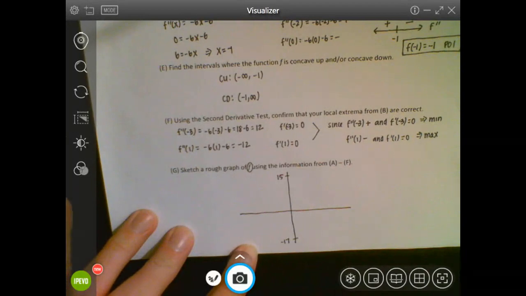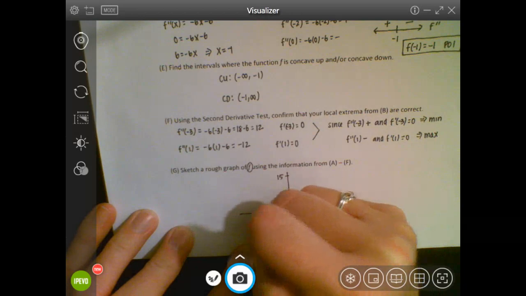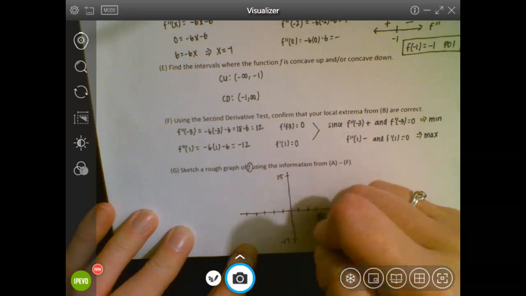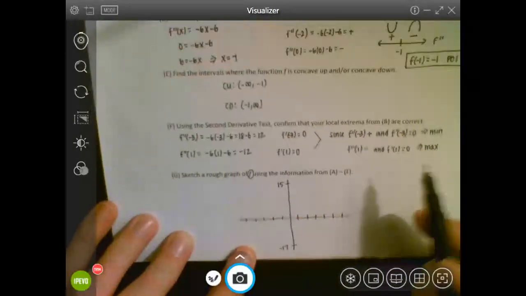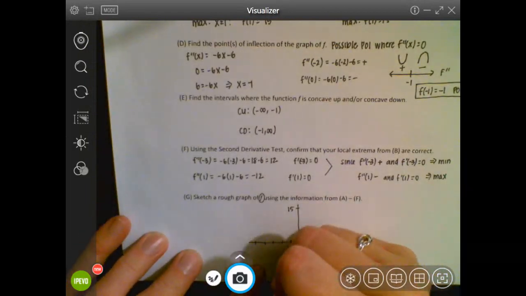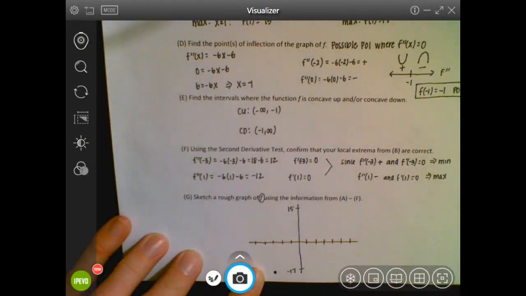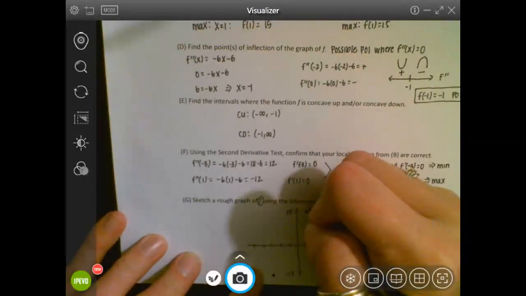And then I also need to put a little scale on my x-axis here. Just make some quick tick marks here. And I will put in my min and my max. So my min is at (-3, -17). So I'll put a point down here. My max is at (1, 15). So put a point up here.